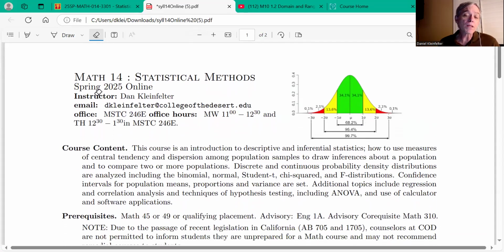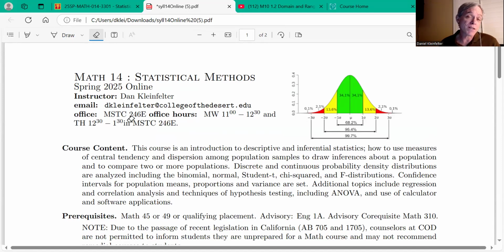I'm the instructor, Dan Kleinfelter. My email address is shown here. You can email me anytime. I check my email every day during the week and once in a while on weekends. If you do email me, if you could write Math 14 or something in the subject line, just so I know which course you are writing from. I have a couple of different courses.